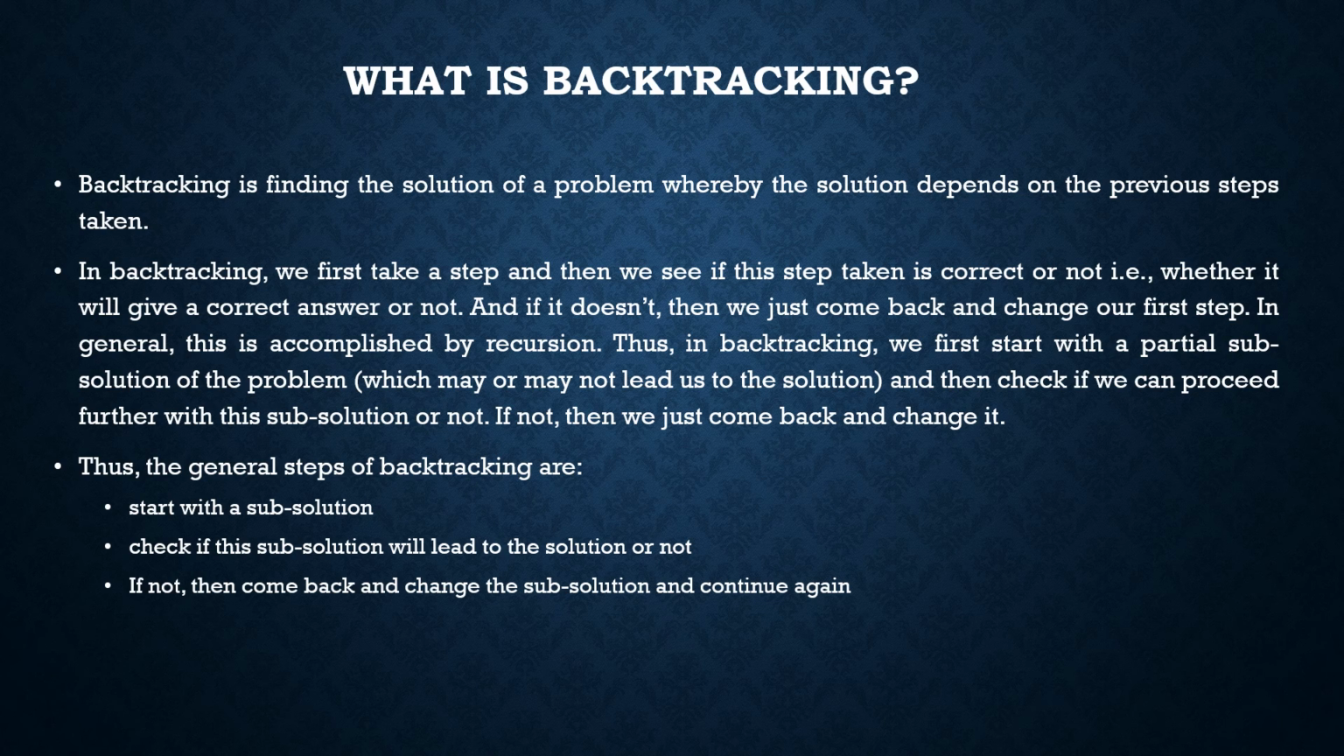Thus, in backtracking, we first start with a partial subsolution of the problem and then check if we can proceed further with this subsolution or not. If not, then we just come back and change it. Thus, the general steps of backtracking are: start with a subsolution, check if the subsolution will lead to the solution or not, and if not, then come back and change the subsolution and continue again.